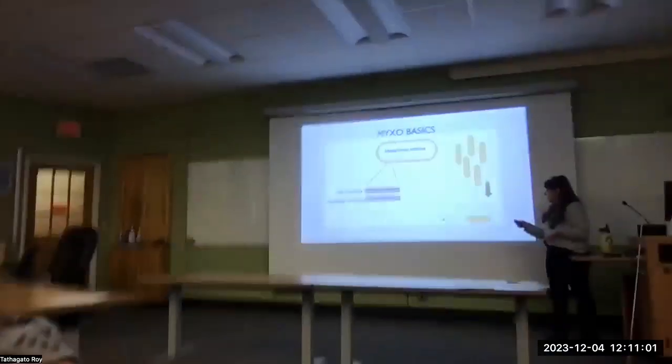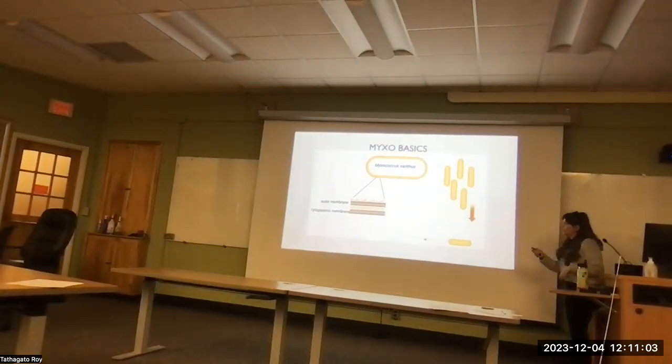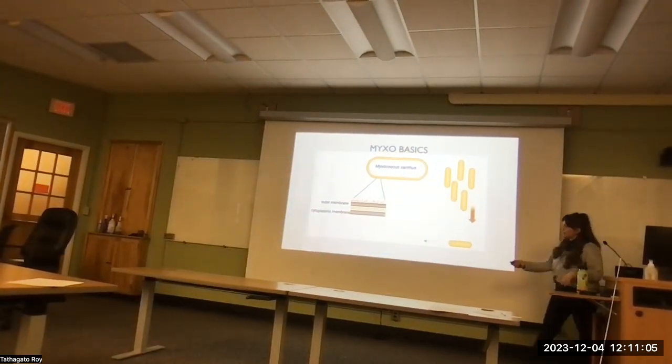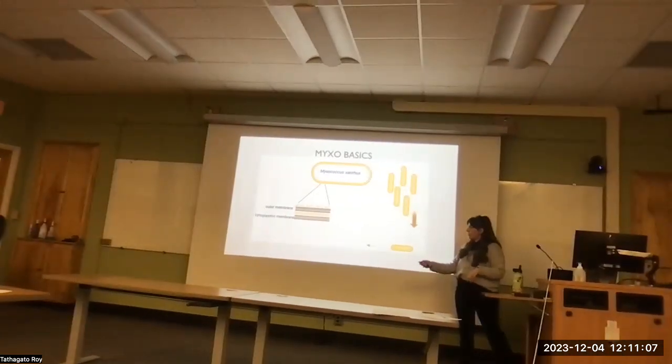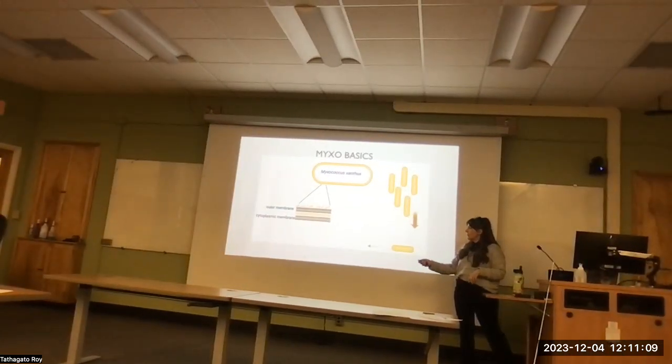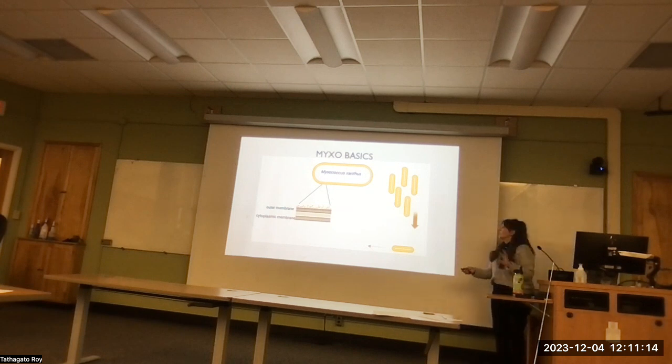So some Myxococcus xanthus basics: Myxo is a gram-negative bacteria, which means it has an outer membrane and a cytoplasmic membrane with a thin layer of peptidoglycan here in the middle. It has two types of motility used by two different motors. First is S motility, shown here, where it is able to move as a social group, as well as its adventurous motility, where it moves as an individual cell.